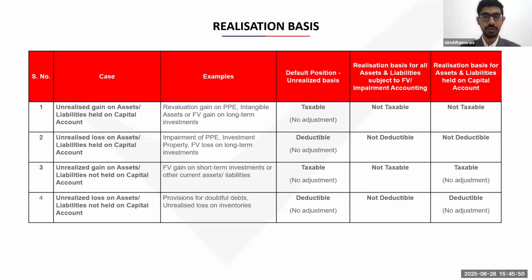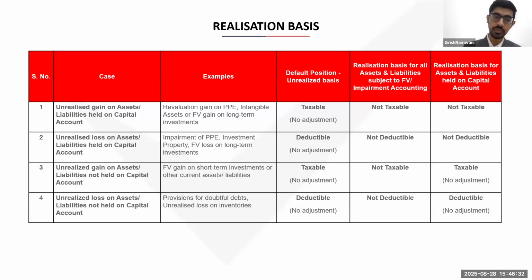Now, if you do not choose for any realization basis, then such a gain will be taxable. There would be no adjustment that would be required. However, if you choose for realization basis for all your assets and liabilities, this gain would not be taxable, and therefore you will have to reverse that gain. And again, if you go with the second option of realization basis, that is realization basis only for non-current assets and liabilities. Since these are non-current assets and liabilities, the revaluation gain or fair valuation gain again would not be taxable now because they are all unrealized. They will be taxed only when they are realized. So in this year, when you earn this unrealized gain, it will not be taxable and you'll have to reverse that gain.